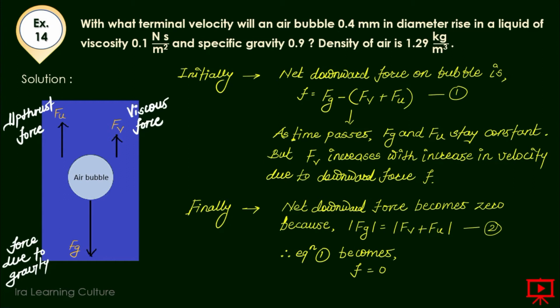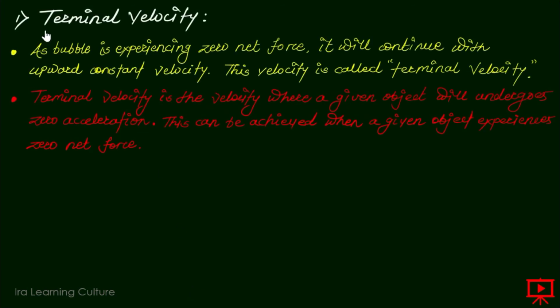So let's understand more about terminal velocity. As the bubble is experiencing zero net force, it will continue with upward constant velocity, and this velocity is called terminal velocity. Remember, the direction of this terminal velocity is upward here. Terminal velocity is the velocity at which a given object will undergo zero acceleration, and this can be achieved when a given object experiences zero net force.